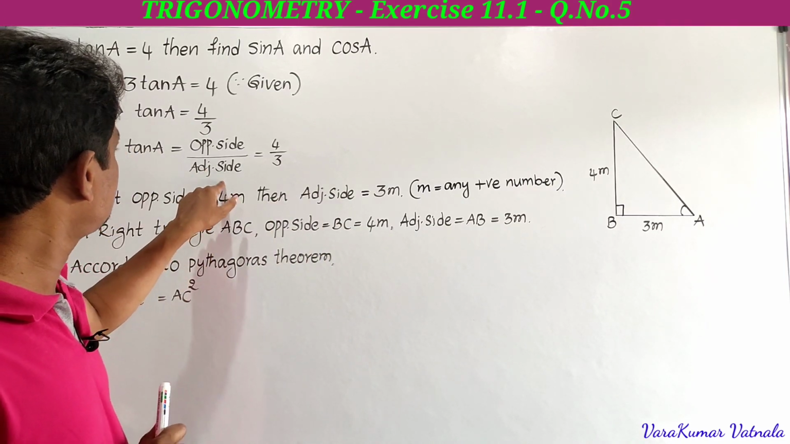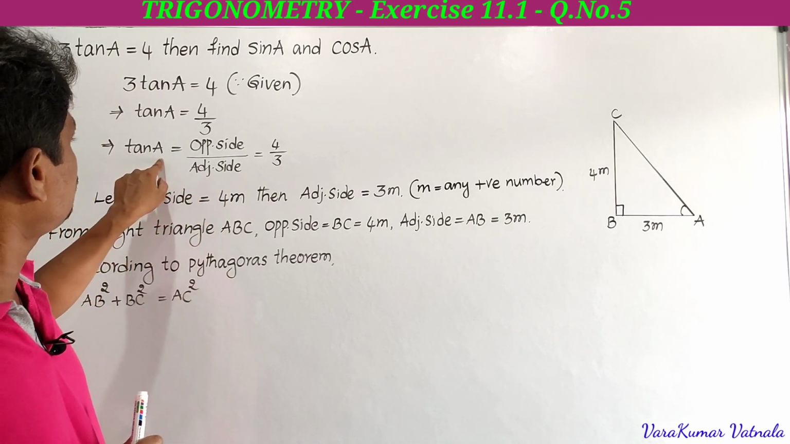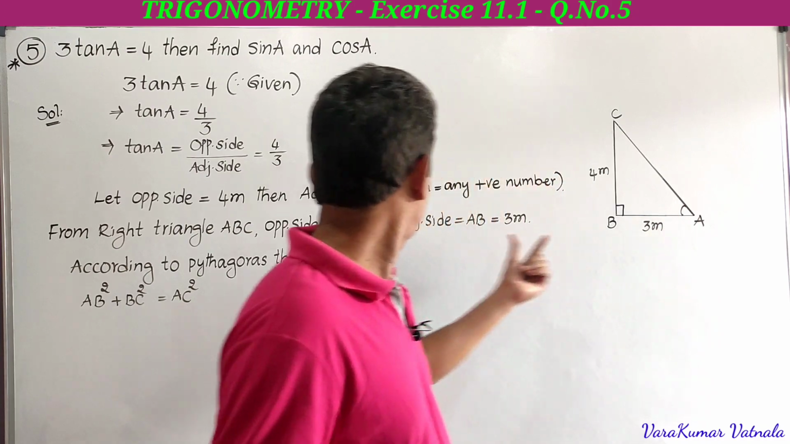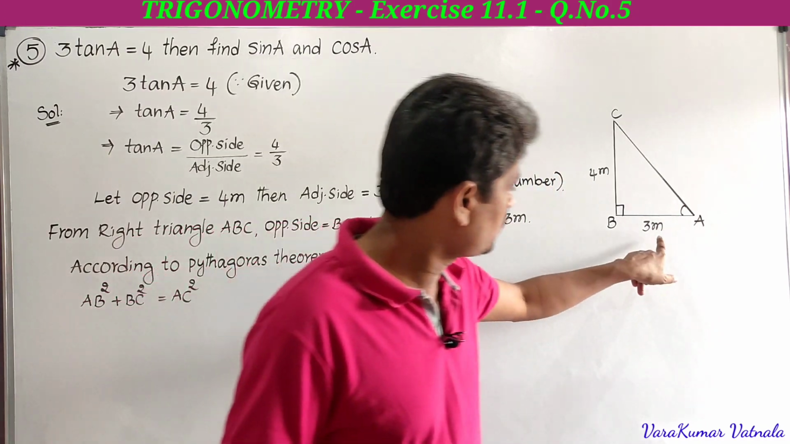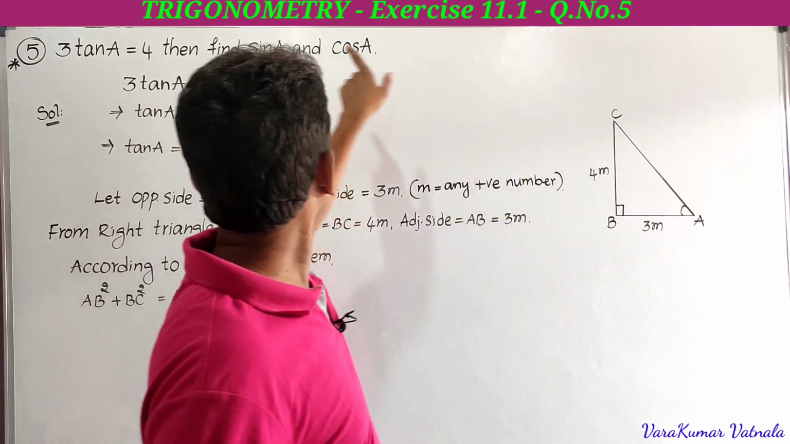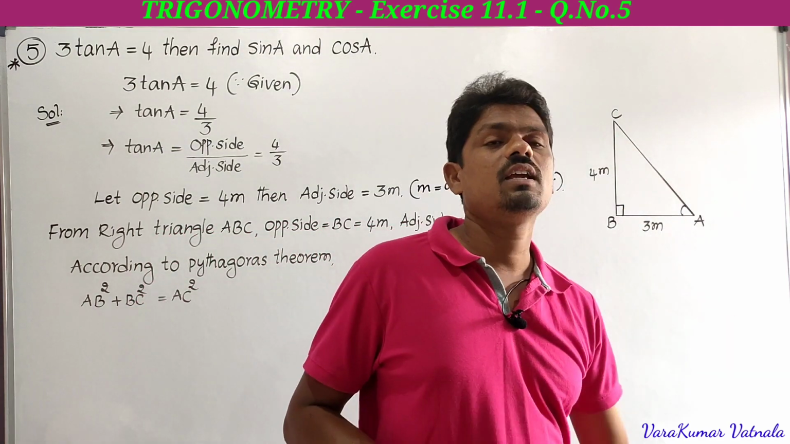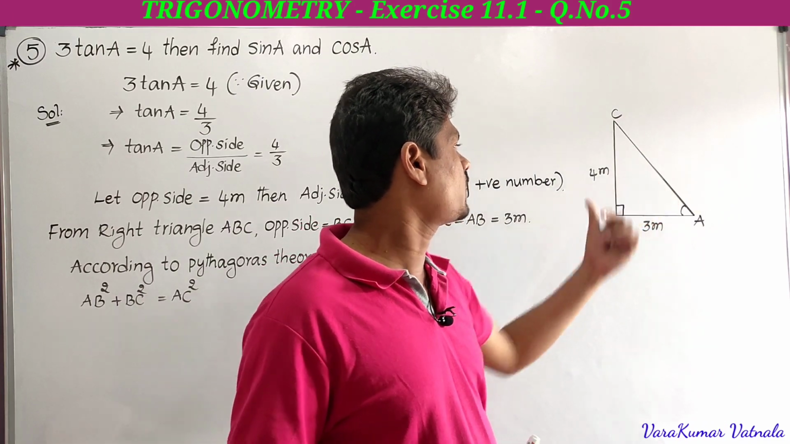Next, the adjacent side. Adjacent side to angle A is AB. Therefore adjacent side AB is equal to 3m. So we have AB equal to 3m, BC equal to 4m. To find sin A and cos A, we require AC. So how can we find AC? Using Pythagoras theorem we can find it.